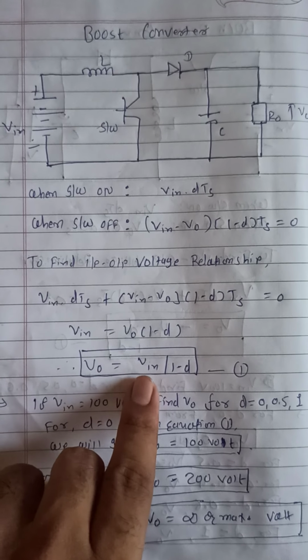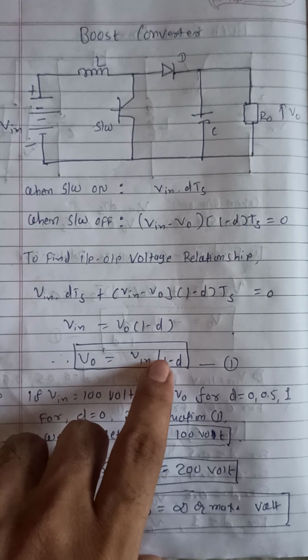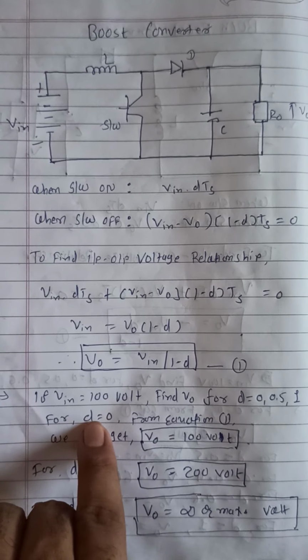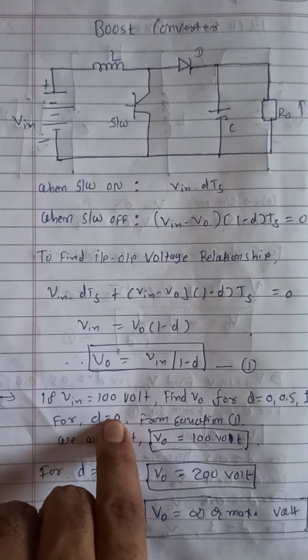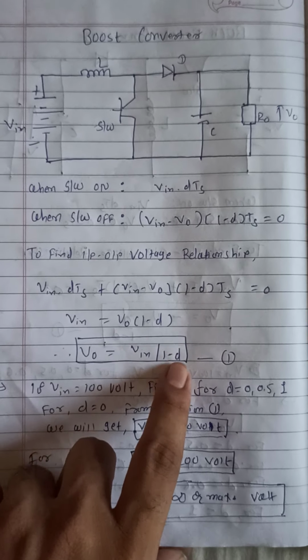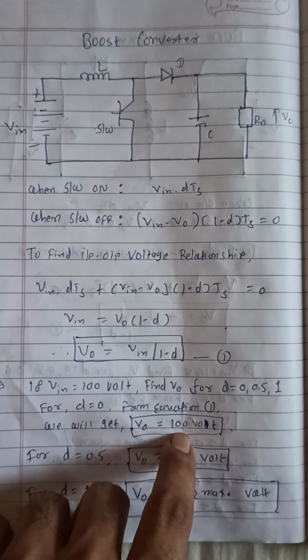So the relationship we are getting is this: V0 is equal to V in divided by 1 minus D. So for the first case, D equals 0, V in is equal to 100 volt. From this equation we can see that output voltage is the same as your input voltage. For D equals 0, 100 volt.